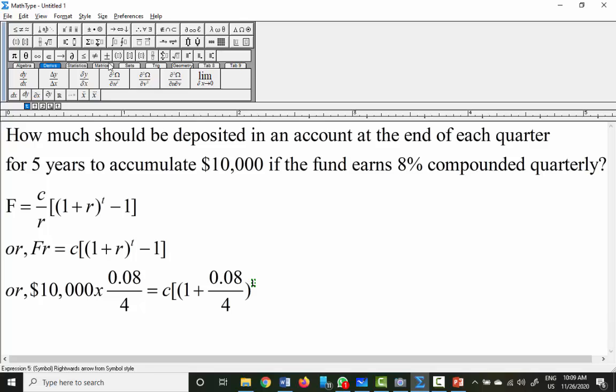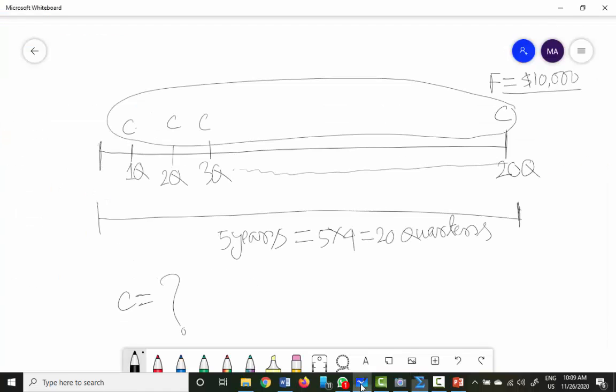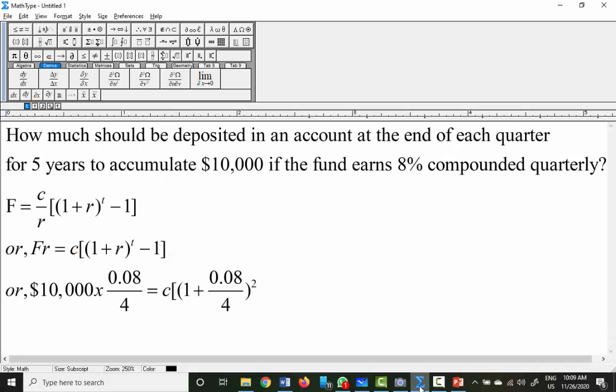Power T. T is 20 payments. In 1 year we have 4 quarters, so in 5 years we have a total of 20 quarters. So the power will be 20 minus 1.